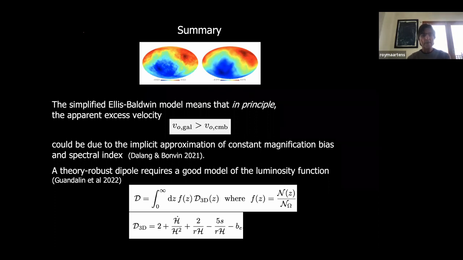If we want a theory-robust dipole, we need a good model of the luminosity function, as shown in our recent paper. Now, I'm just reminding you of the key formulas at play here for the 2-dimensional dipole in terms of the underlying 3-dimensional dipole, the physical 3-dimensional dipole, which needs to be properly and physically projected along the redshift direction. So I'll stop there and happy to take questions.